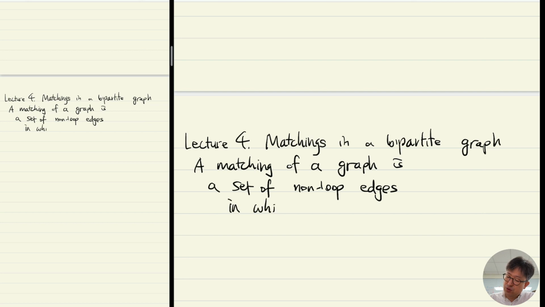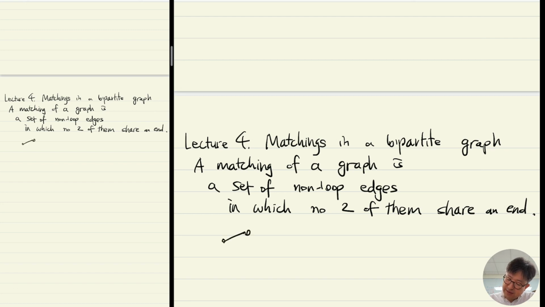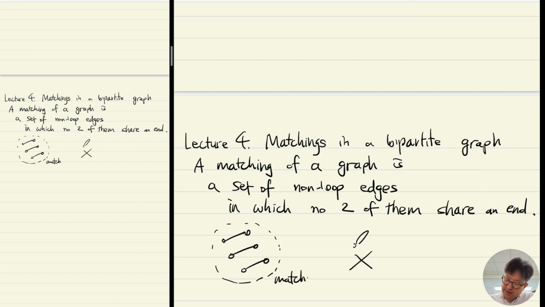In which no two of them share an end, right? So a matching is just a set of edges that looks like this, right? And we don't want to have a loop in the matching. So this is a matching. This is not a matching.